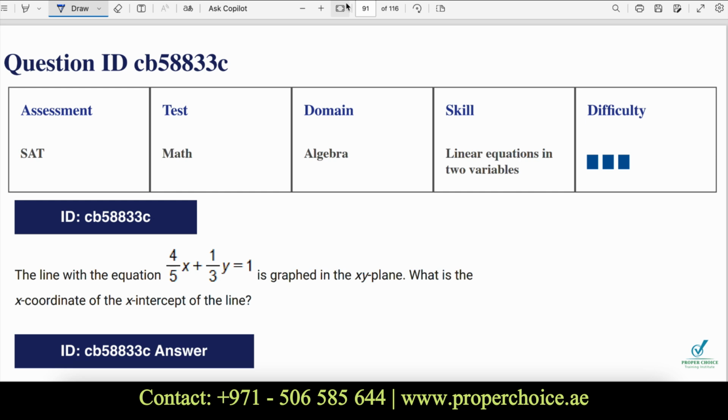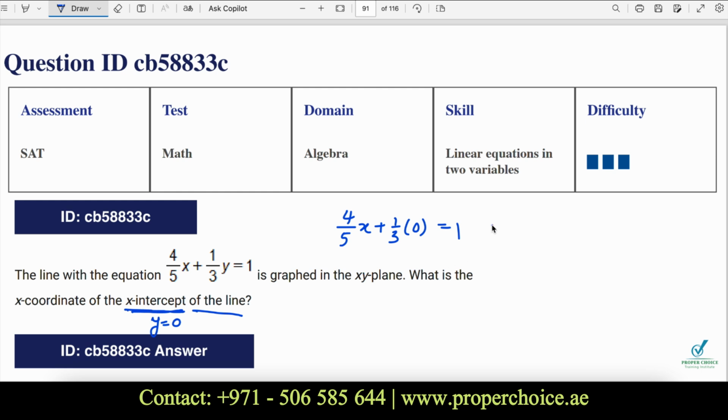The line with the equation 4 by 5x plus 1 by 3y equals 1 is graphed in the xy plane. What is the x coordinate of the x-intercept of the line? When we are asked to find the x coordinate of the x-intercept, you can see that the x-intercept is the point where the value of y is 0. So simply substitute the value of y as 0 and solve for x. It becomes 4 by 5x plus 1 by 3 times 0 equals 1. Because the x-intercept is the point where y is 0. Similarly, when the question says y-intercept, in that expression you should substitute the value of x to be 0.